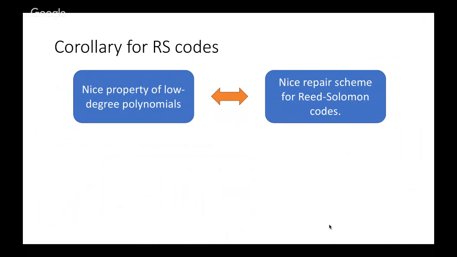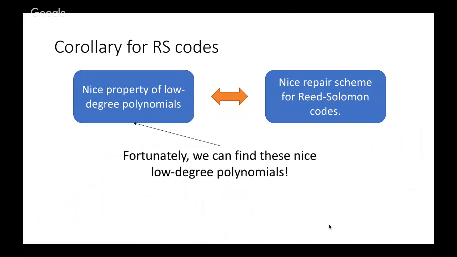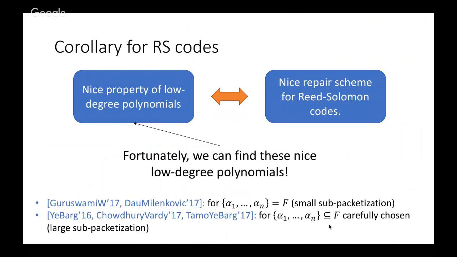And the corollary for Reed-Solomon codes is that nice properties of low-degree polynomials are equivalent to nice repair schemes for Reed-Solomon codes. So we just want to come up with a bunch of dual codewords, which is a bunch of low-degree polynomials that have this nice property. Fortunately, we can find these nice low-degree polynomials. All the previous work that I showed before goes by finding nice families of low-degree polynomials. Here, I'll flash them up again.